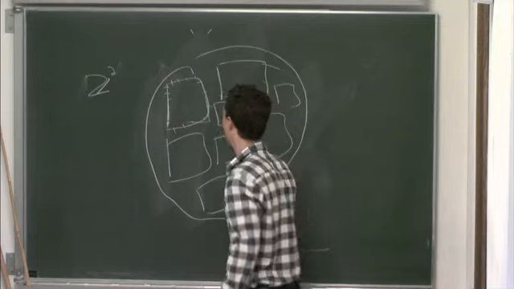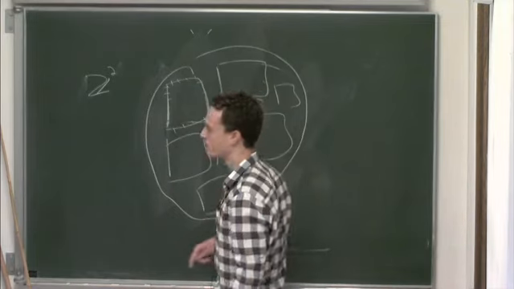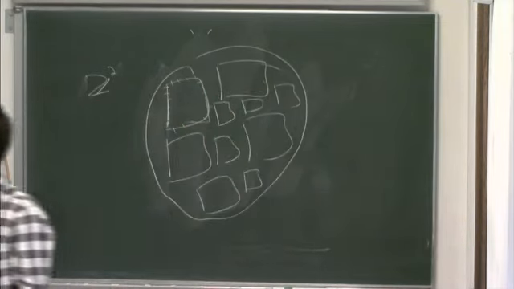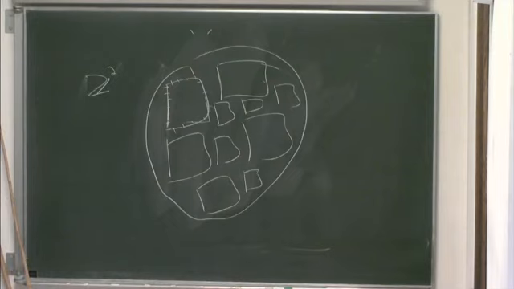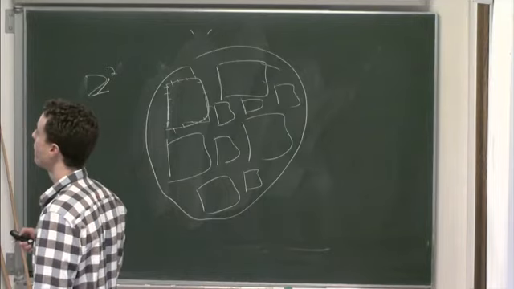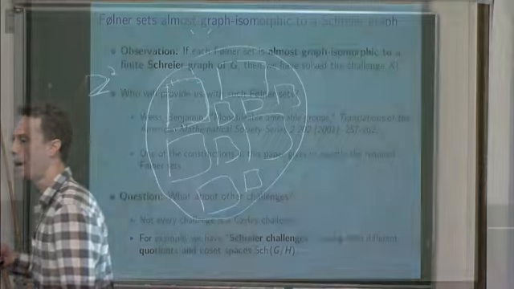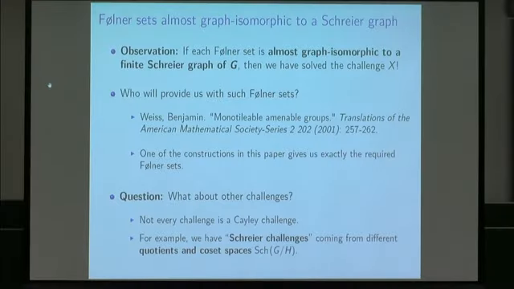In the drawing, I disregarded the fact that there is small overlap. It doesn't really make a very big difference. So all that remains is to have a supply of Følner sets, which are not only Følner sets, not only with small boundary, but also almost isomorphic to finite Schreier graphs of the group.